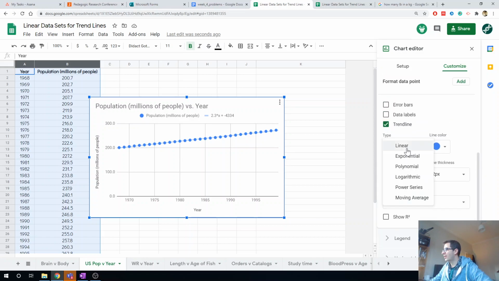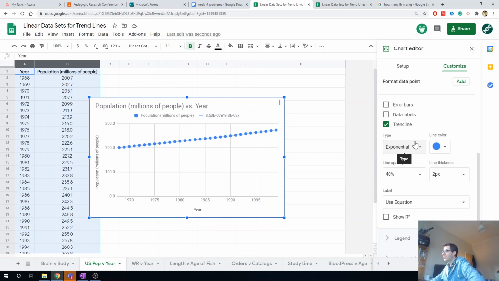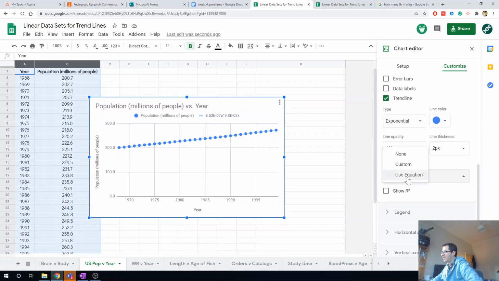So let's try an exponential. And there you go. That's changed that to an exponential formula. We could also probably have used a power law as well. They probably would have both given similar answers. So either one of those is probably going to give us a better estimate for the population in 1870.